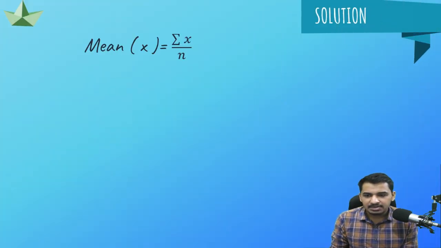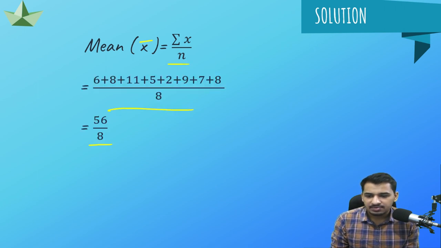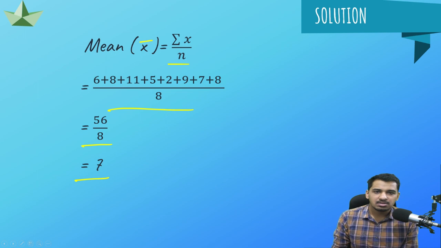Let us look at it in printed format. Mean x bar would be equal to sigma x divided by n. This is 56 by 8. So this is 7. Now let us look at median. Again, a very simple concept.